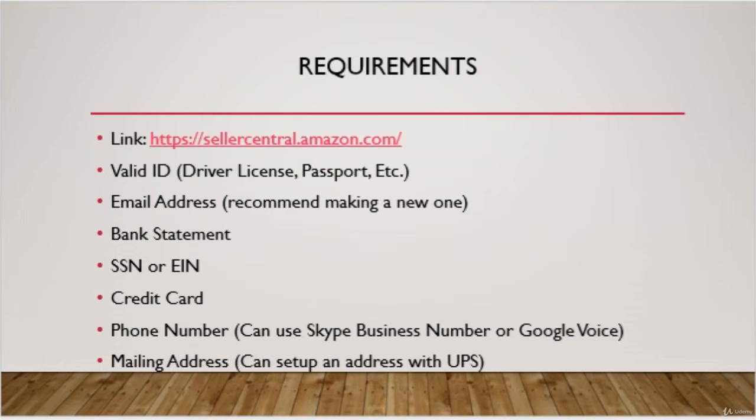They also may ask for a current bank statement within 2 to 3 months, your social security number or EIN, a valid credit card, a valid phone number. However, you can use Skype Business or Google Voice if you don't want to list your personal number. And lastly, a mailing address. You can set up an address with the UPS store if you don't want to use your home address.